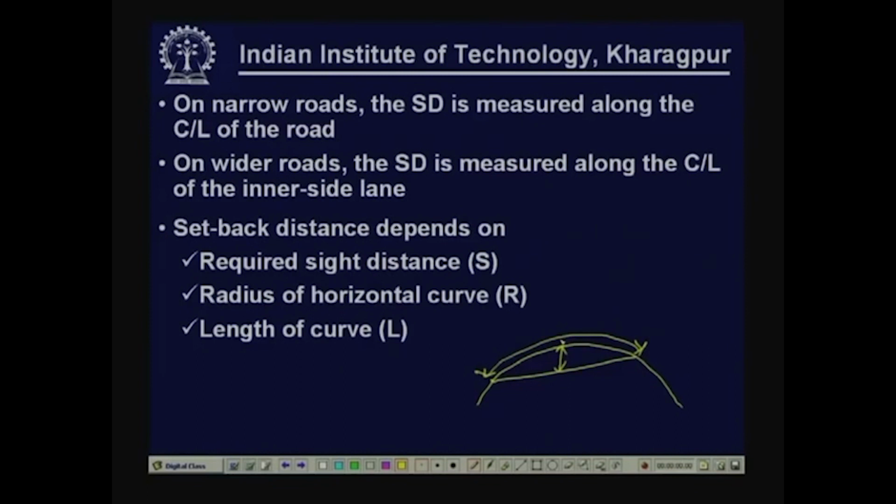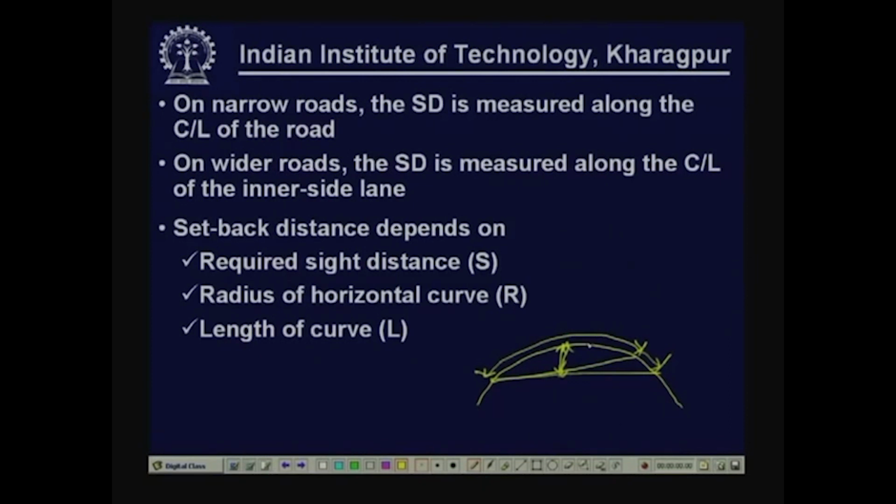If the sight distance requirement is more, obviously the setback distance will be more, because if it is up to that, then the line of sight goes like this. So you find you now need a higher distance. If our sight distance requirement is stopping sight distance, then it is something. If we talk about the overtaking sight distance or passing sight distance, obviously more setback distance will be required.